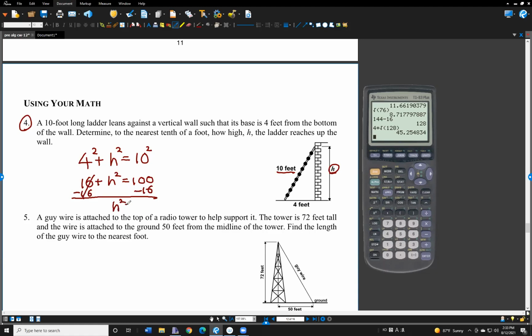Now we take the square root. H equals square root of 84 is the answer, okay? But for the nearest answer, using a calculator, square root of 84 will be around 9.2, okay? Don't forget to write the unit. That's the length of this H.